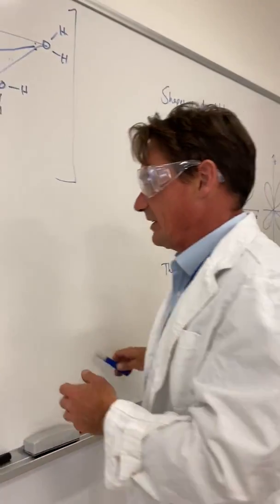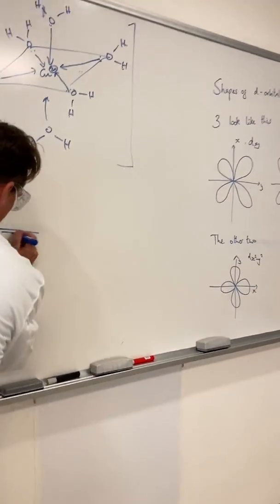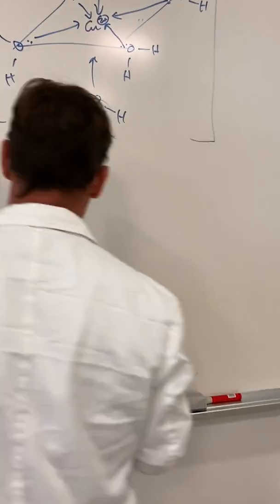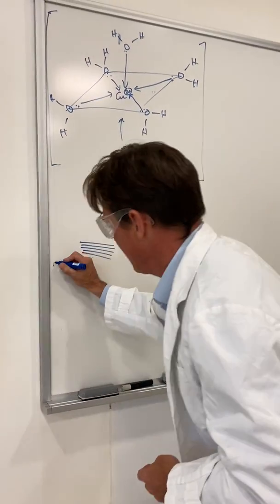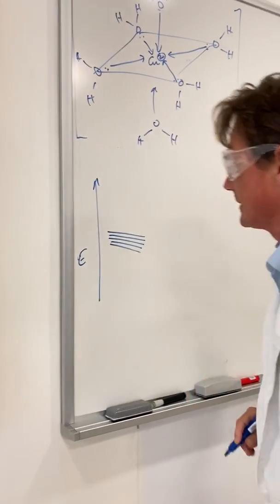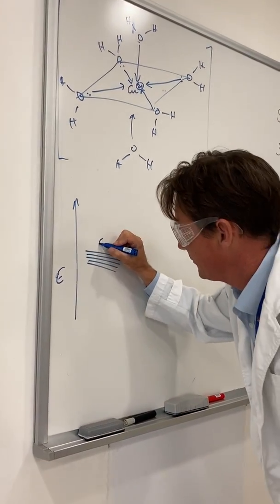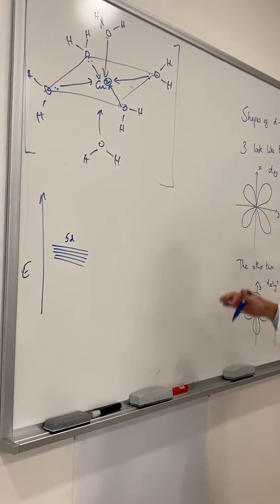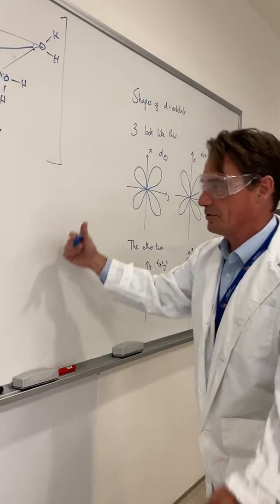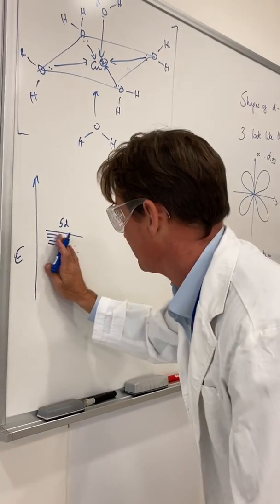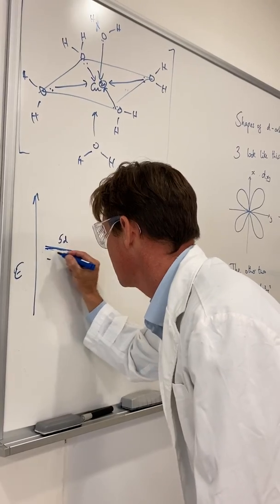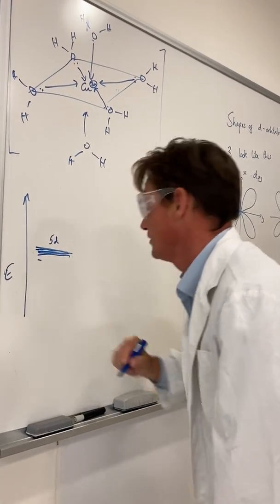Well, if we don't have any ligands around it, all the d orbitals are the same energy level. They're said to be degenerate. So if this is energy going up here, at the moment here we've got 5 d orbitals. The 5 that I've shown you, they're all the same energy. Okay, that's not very well drawn. Let's make them really, really close together, so they're all like this. All 5 of them are the same energy.